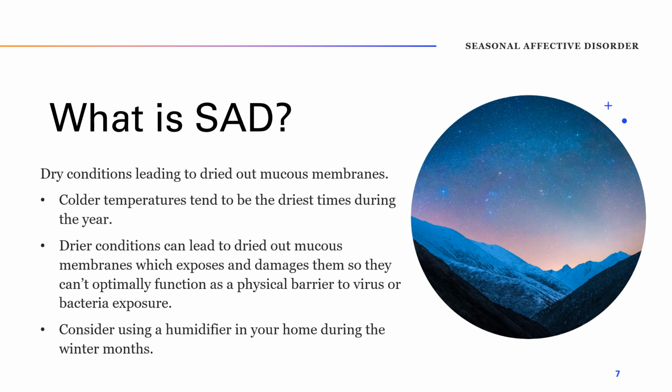In regards to our mucous membranes, the colder temperatures of the year do tend to be some of the driest times of the year, even if there's snow on the ground. Now, these drier conditions can cause our mucous membranes, like in our nose, to dry and crack, and that damages them, and that reduces their optimal functionality as a physical barrier to both virus and bacteria. So one way to combat this is to use a humidifier in your home or your workspace.